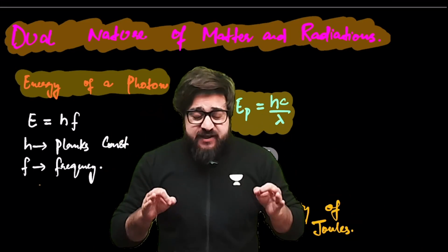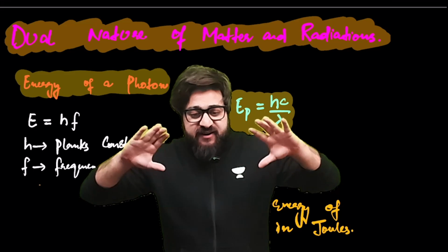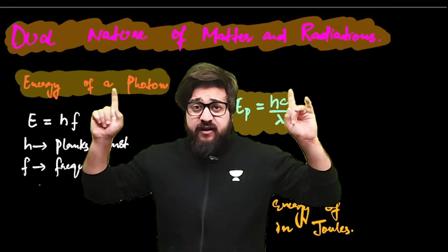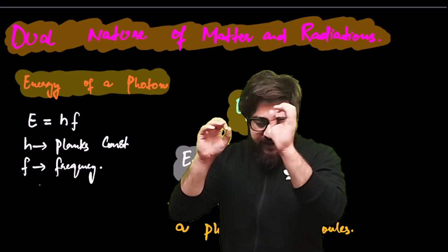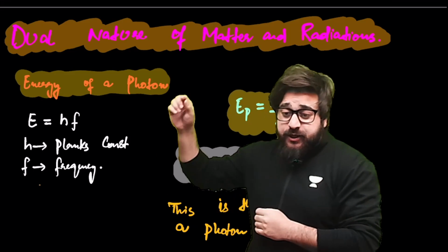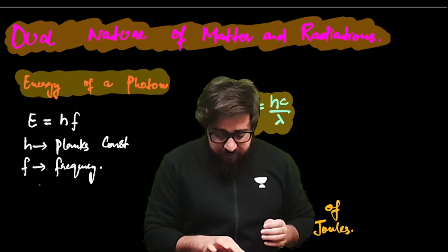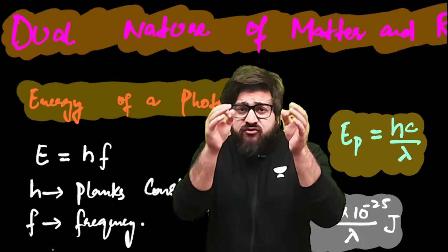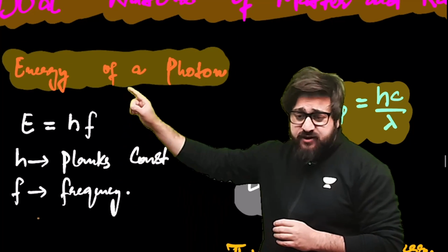So, in this short video, we will be revising the entire modern physics. We will not leave any single topic. Let's first start with the chapter dual nature of matter and radiations. In this chapter, the first topic that you might have seen is the energy of a photon.